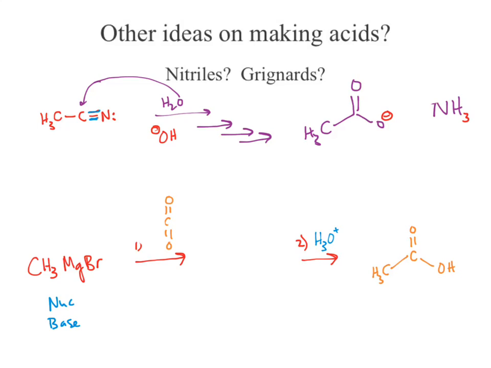CO2. What happens now when the Grignard attacks? Pop one of those pi bonds open, and we end up with CH3 bound to our carbon, single bond to our oxygen, double bond to our oxygen. There it is. So you can react Grignards with CO2 to make acids as well. Questions on that?